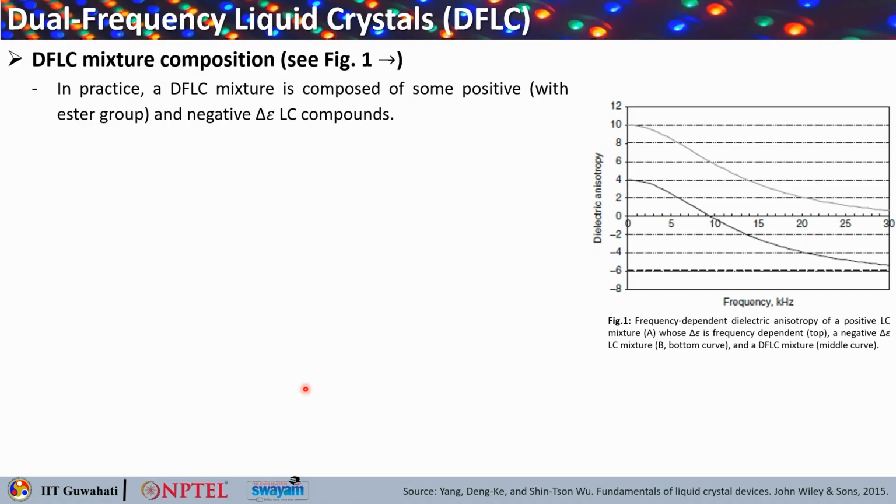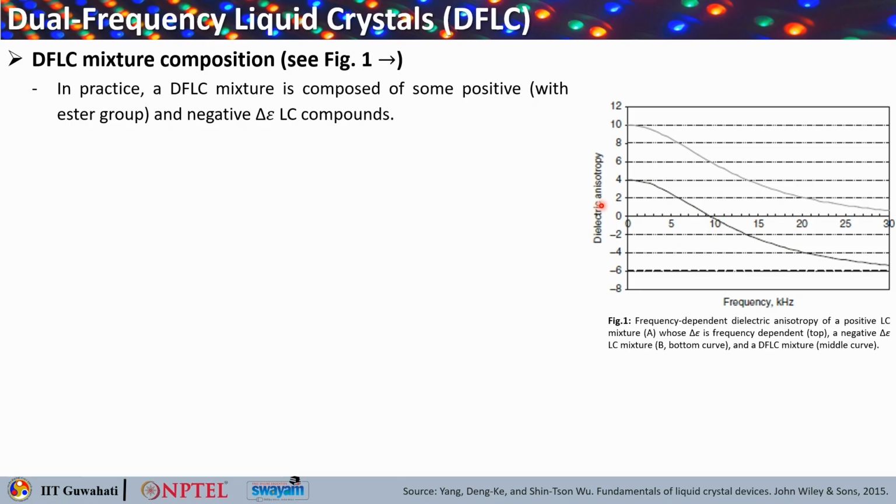So, you can see the DFLC mixture composition here. This particular figure shows the frequency dependent dielectric anisotropy of a positive liquid crystal mixture, whose delta epsilon is frequency dependent, as you can see on the top, and it is negative here. And then the one you see here is the DFLC mixture curve. So, this is the one that is negative, this is the one that is positive, and this is the one that is basically the mixture.